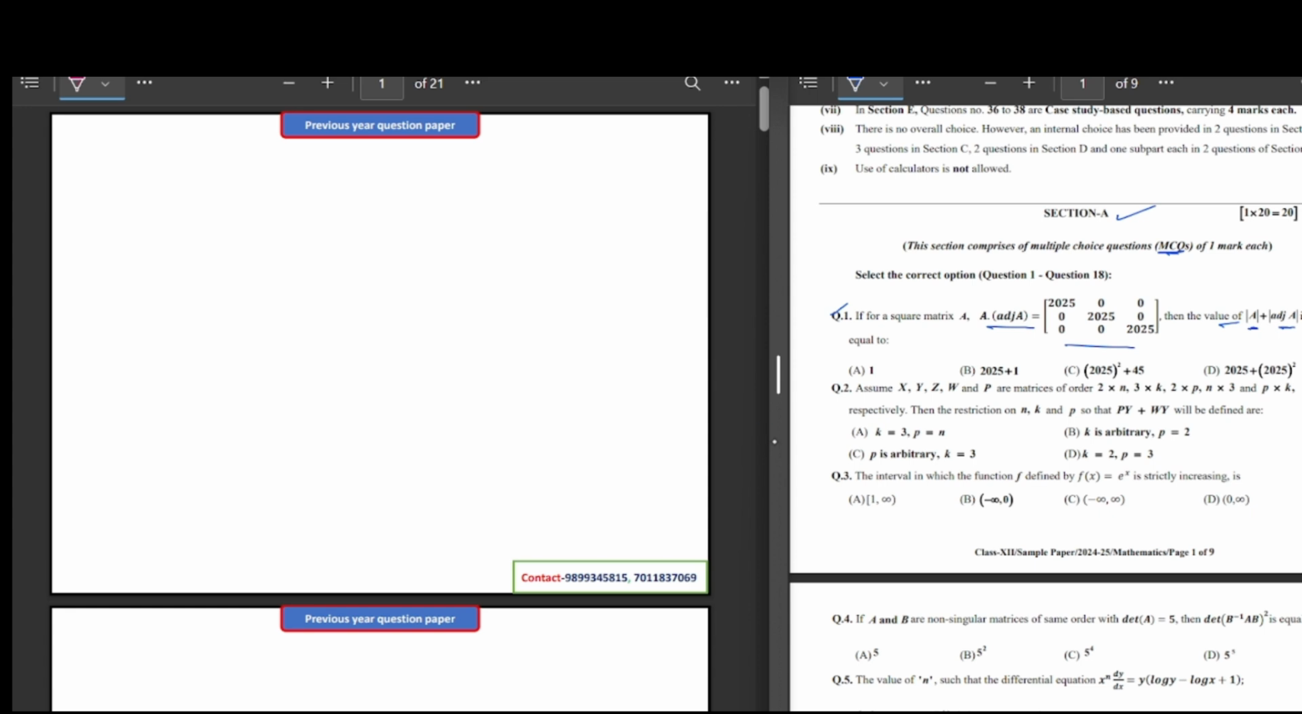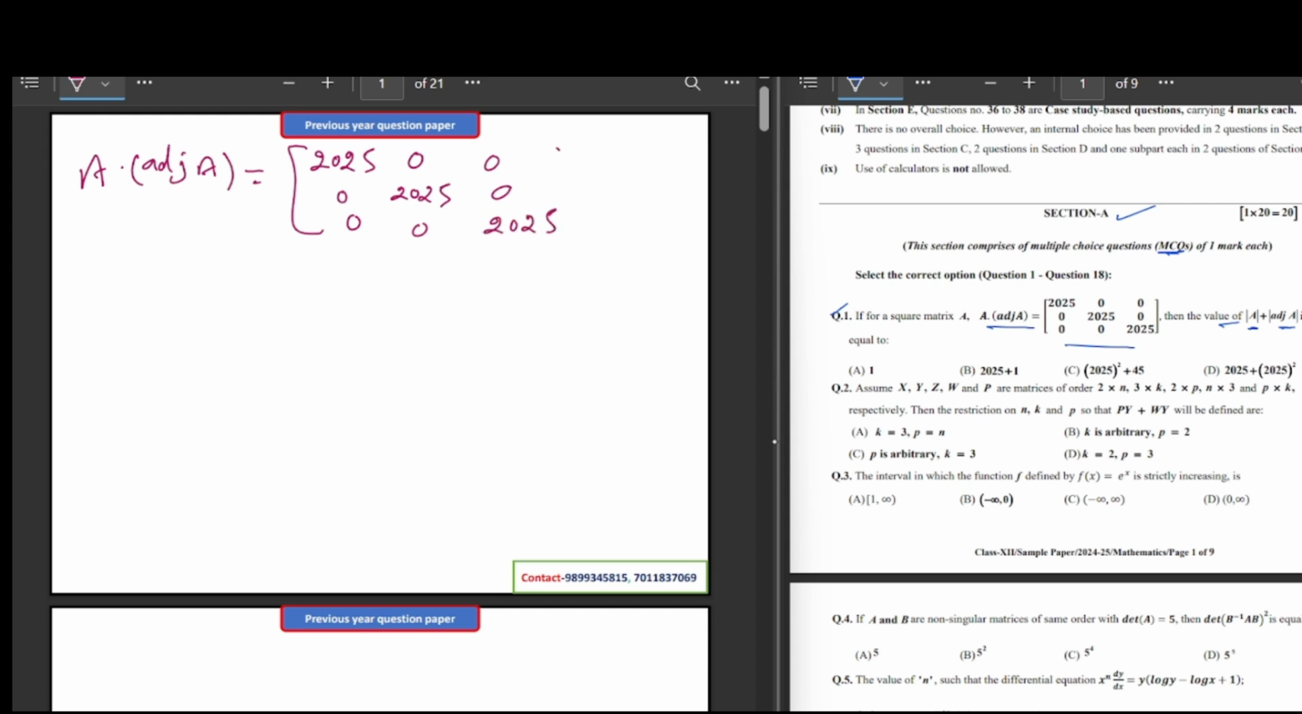So the given part is A. Adjoint A is equal to 2025, 0, 0 and 0, and so on. This is given in the question. So taking 2025 common, it will become 1 0 0, 0 1 0, 0 0 1. This is an identity matrix, so we can write it like that.